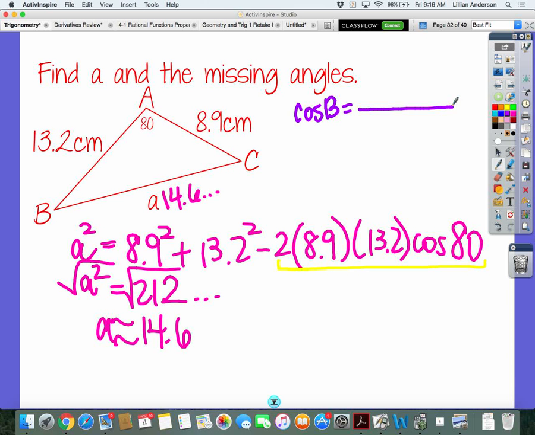The formula says what? A squared plus C squared minus B squared all over 2AC.